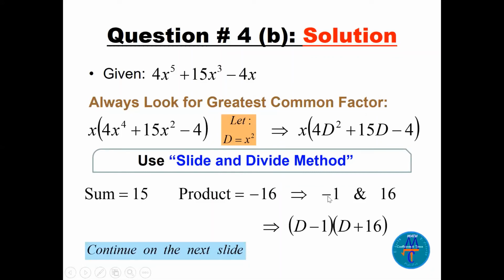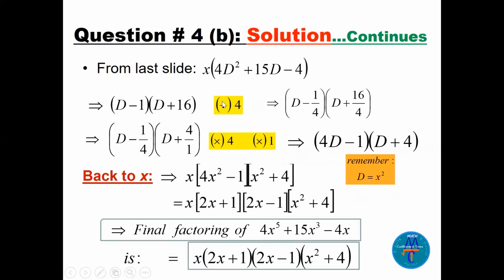So that's minus 1 and 16. Try to check here, please. If you take minus 1 and 16, you add them, you get 15 here. If you multiply the numbers, you get minus 16. So now you put d minus 1, d plus 16. Now what do we do? We go back to the leading coefficient here. See, this is the leading coefficient, 4. Now we divide d minus 1, d plus 16.